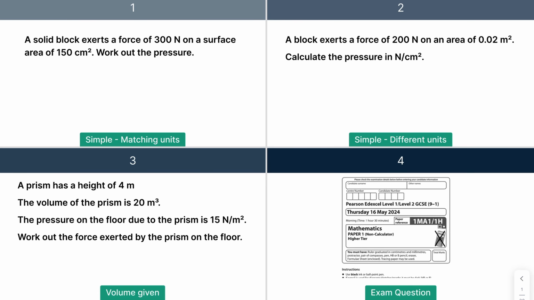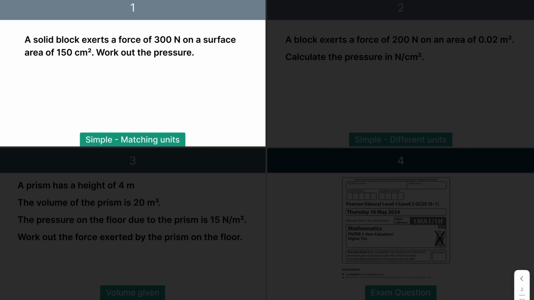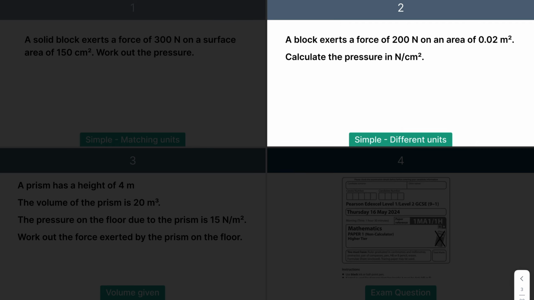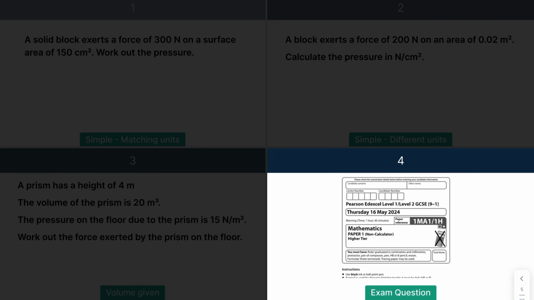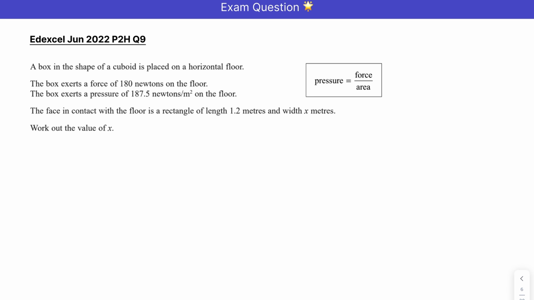Pressure, force, and area is what we're looking at in this video. It's split into 4 parts. First, we're going to start off by looking at simple questions like this, where the units are consistent. Then we're going to look at examples like this, where we need to do some unit conversion first. And then we're going to look at questions where we've been given the volume and we need to find the cross-sectional area. And as usual, we'll wrap up by looking at an exam question, and that's this one here.